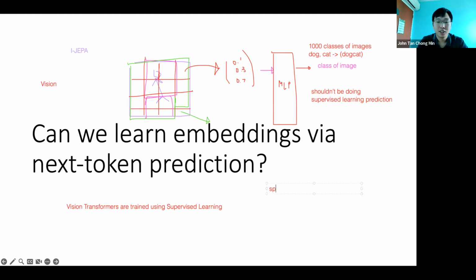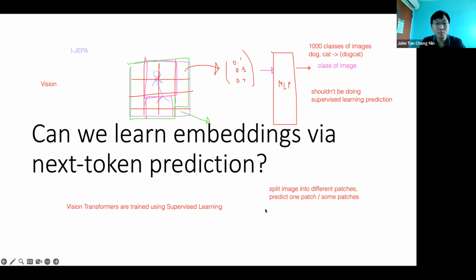Sorry. Split the image into different patches. Okay, predict one patch or predict some patches. So maybe you could do unsupervised learning like that. You could try to predict a patch, and I-JEPA tries to do it in latent space. You try to predict the latent space of that patch.